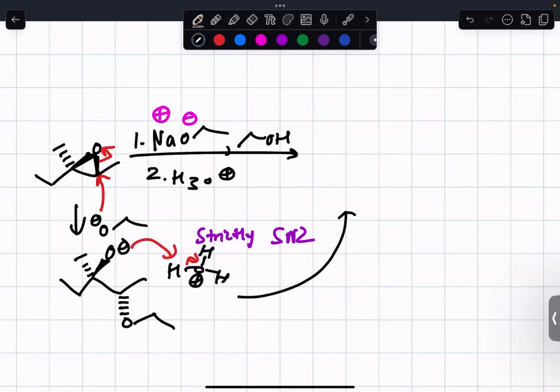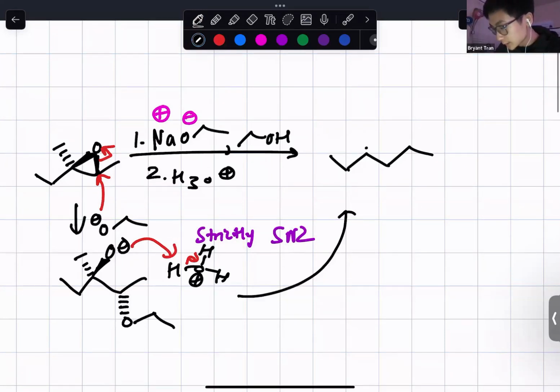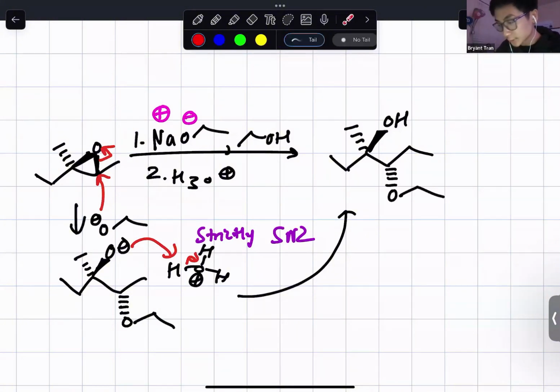So that's opening up an epoxide in basic conditions where everything is strictly SN2. The regioselectivity is SN2, meaning that we attack the less substituted carbon, and the stereoselectivity is SN2. We did a backside attack to invert the stereochemistry. So everything was SN2 in this reaction in basic conditions.